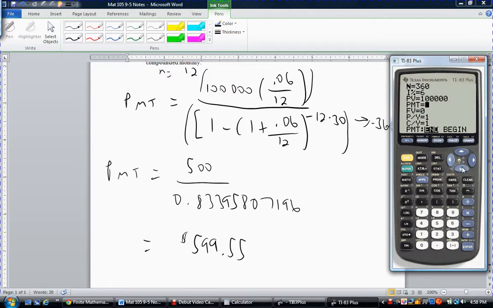And then we want to make sure that these two values are set at 12 because that's monthly. Now what we're going to do to find the payment, I'm going to leave the future value, the FV, at 0. To find the payment, you just hit alpha, enter. And don't worry about the minus sign, just look at the 599.55.